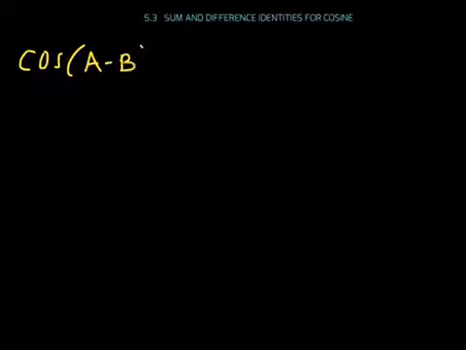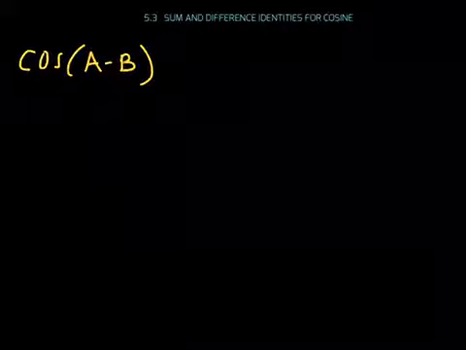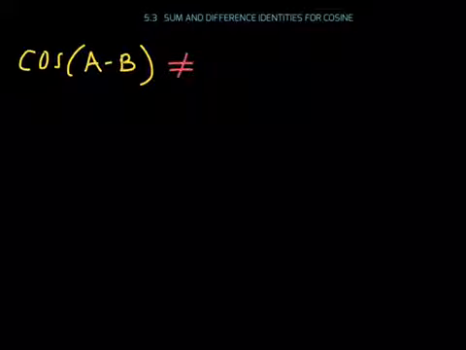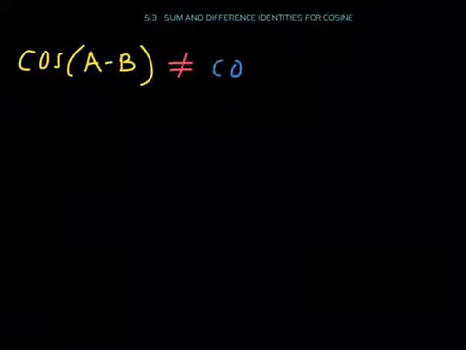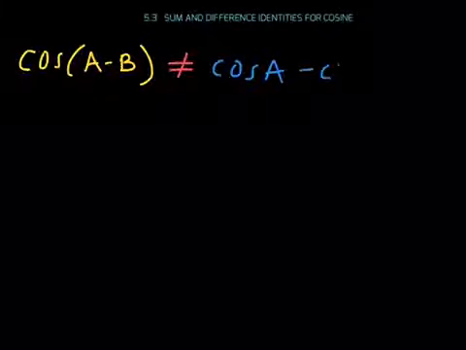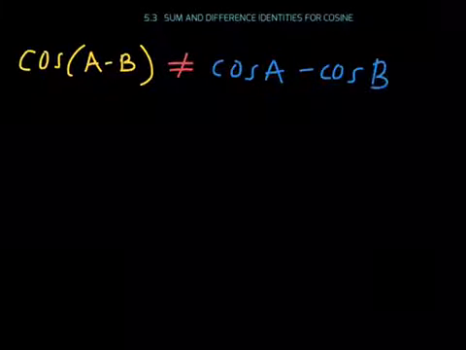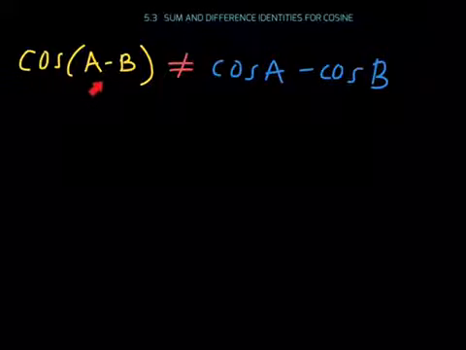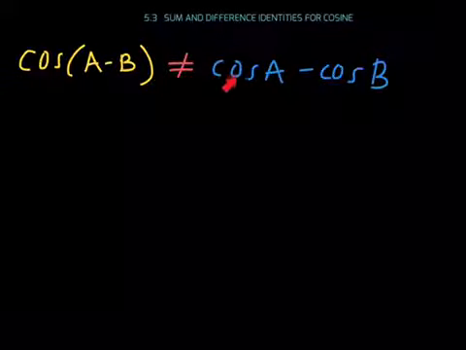Alright everybody, welcome to a brand new lesson, Chapter 5, Section 3, Sum and Difference Identities for Cosine. To get us started, I'm going to make a claim, and it's a claim that you're probably familiar with. It might have shown up in previous examples or in your earlier studies. Cosine of A minus B is not equal to cosine of A minus cosine of B. This left-hand side expression is not equivalent to the right-hand side.